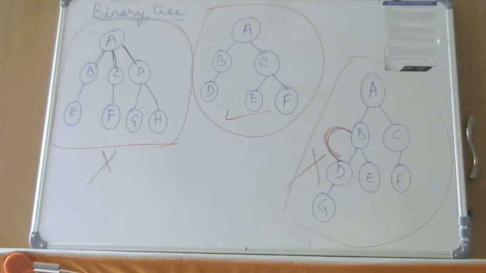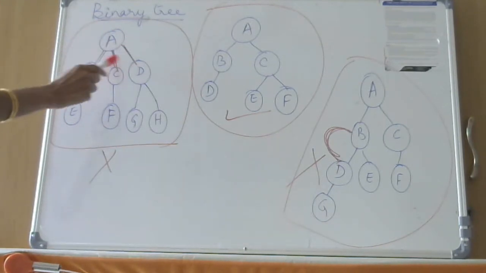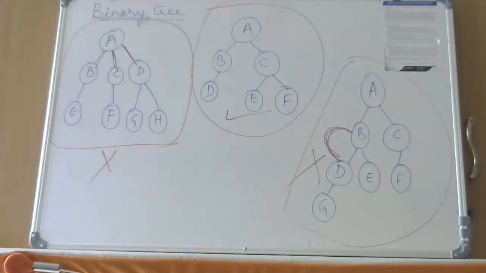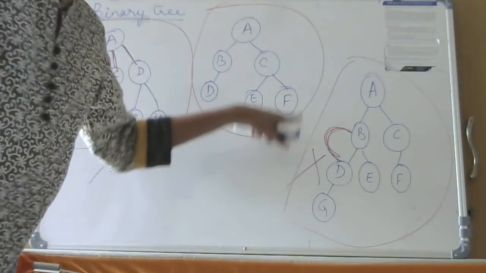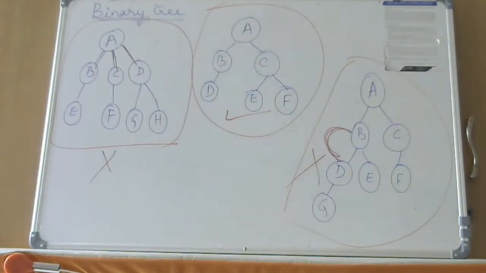So every node should have either 0 subtree, 1 subtree or 2 subtrees maximum. This doesn't qualify for a binary tree because it has 3 subtrees. It is wrong. Okay. Again, this doesn't qualify because there is a looping. So it is wrong. Next, we will see the next type of tree.